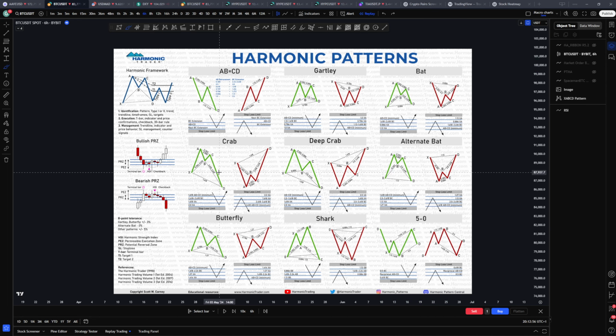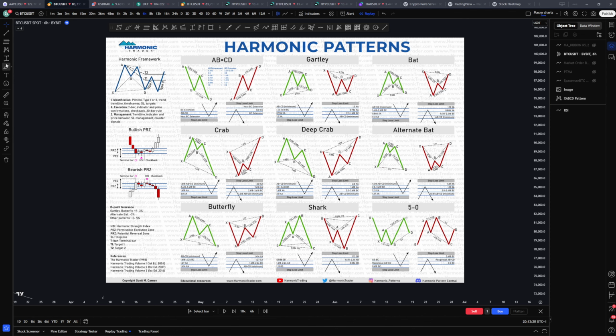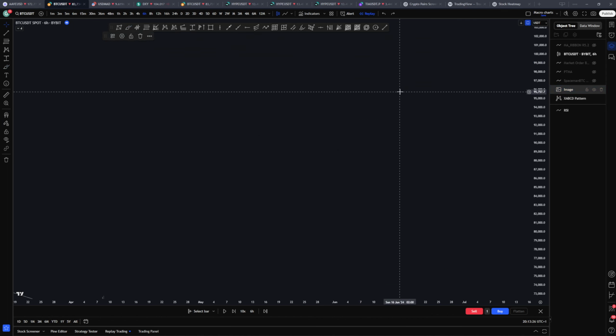We could have a bat. And the crab, 0.382 or 0.618. No, we have 0.5. It's not this one. Same for the deep crab, that's an 0.886. Same for the alternate bat, that is a 0.382. Butterfly 0.786, doesn't work either, etc. We just keep looking at an X to B and we simply cross out all of the wrong ones. So when we do that, the only one with 0.5 X to B is the bat, right there. So we know we have a bat.